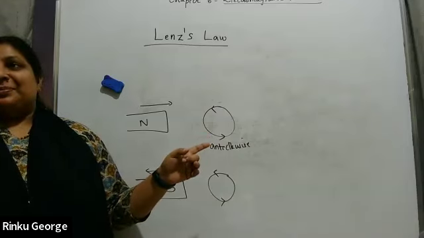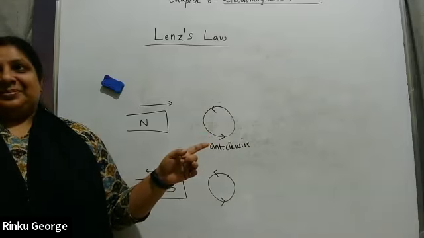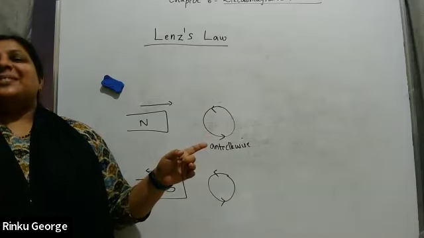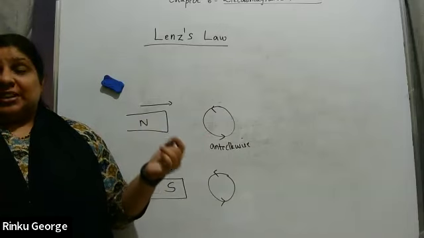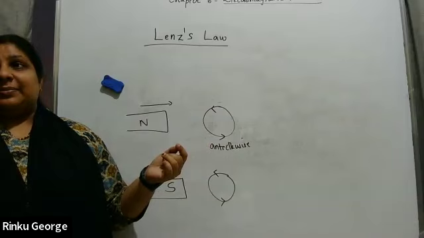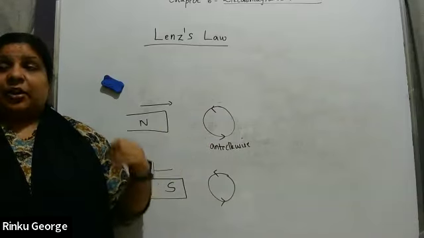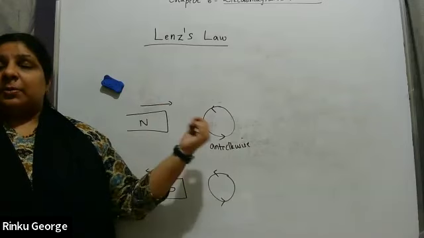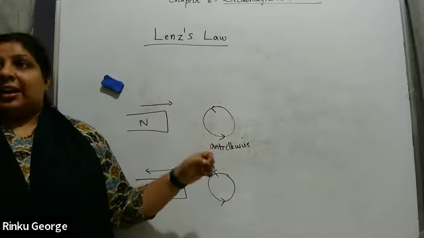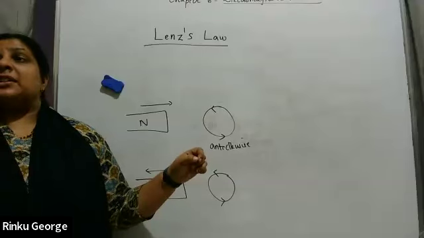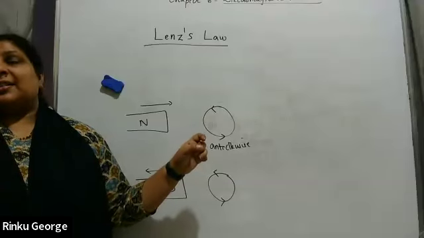According to this law, the induced EMF is such that it produces a current which opposes the magnetic flux that produces it.